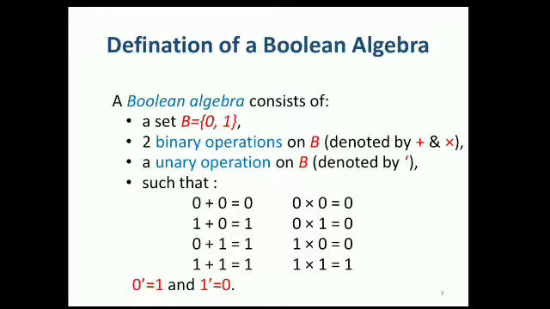Let us know about the definition of Boolean algebra. What do we mean by Boolean algebra? We can say that a Boolean algebra consists of a set that has only two values, 0 and 1. There are basically two binary operations that can be performed on that set, denoted by logical plus and logical multiplication, and one more unary operation, denoted by complement.